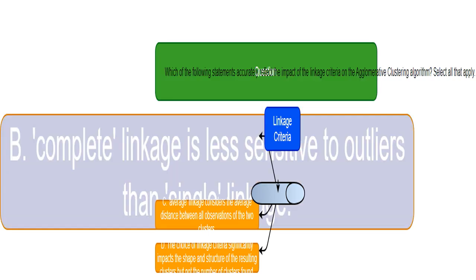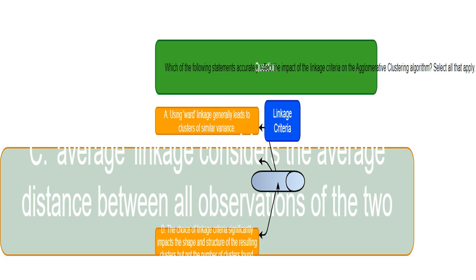Here, I check if you understand that complete linkage, which uses the maximum distance between points, is more resistant to the influence of unusual data points compared to single linkage, which uses the minimum distance. I'm evaluating your knowledge of average linkage, whether you know that it uses the average distance between all points in two clusters to decide how similar they are. It's like taking the average score of two teams to compare them.